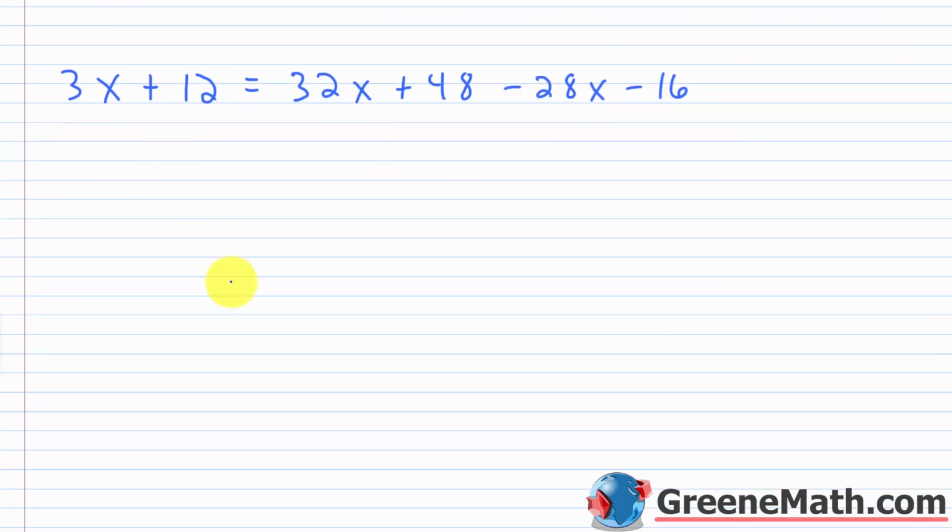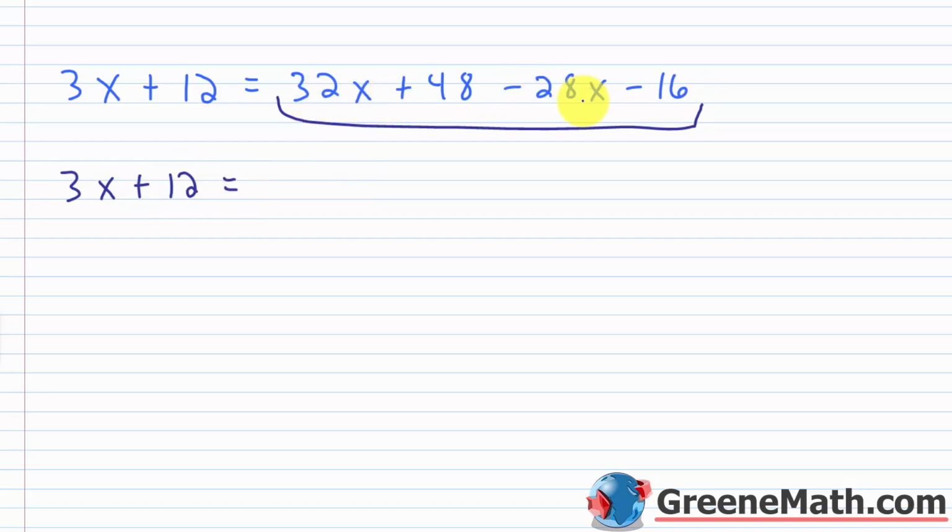Now what I want to do is combine like terms over here, because I can still simplify. So on the left, I still have 3x plus 12. On the right, 32x minus 28x is going to give me 4x. Then 48 minus 16 is going to give me 32. So now each side is as simple as I can make it.